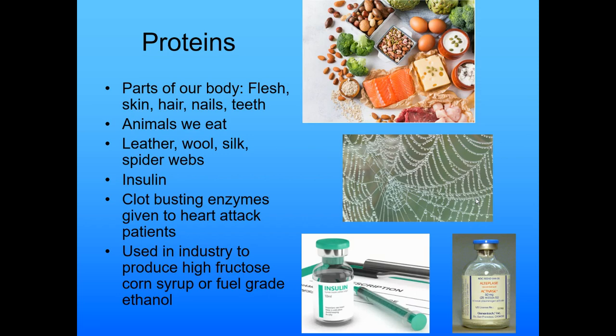The next macromolecule we're going to look at is protein. You'll find protein all over your body. They're part of your flesh, your skin, your hair, your nails, your teeth. The animals we eat are basically made out of protein. Leather is made out of protein, so is wool, silk, and spiderwebs. Insulin is made from protein, so are the clot-busting enzymes given to patients after heart attacks. Proteins are used in industry to produce high fructose corn syrup or fuel-grade ethanol. So proteins are everywhere, and they can do all kinds of different things.